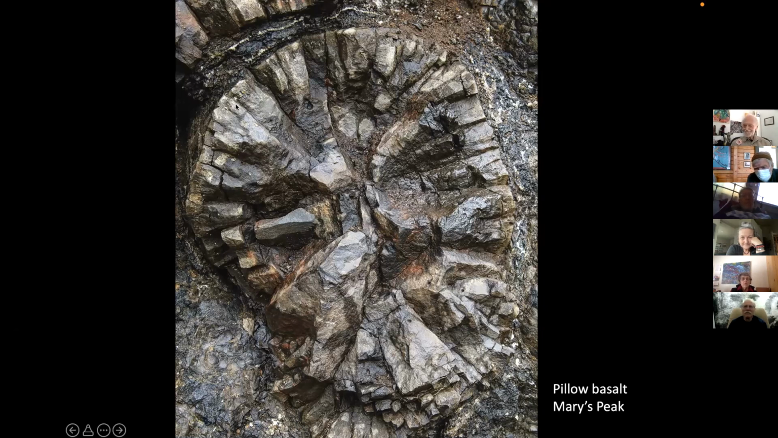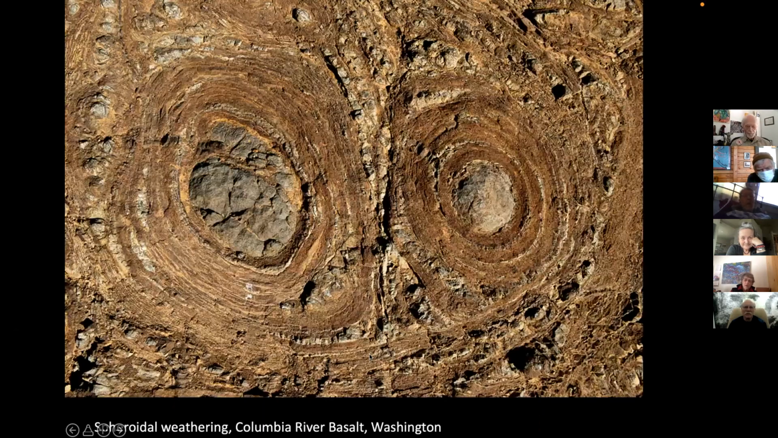You have these radial joints that go into the rock and just make a compelling pattern. This is spheroidal weathering in basalts. But again, you can make an alien face out of this, or you can look at it and take it apart little bit by little bit to understand the chemistry of weathering.